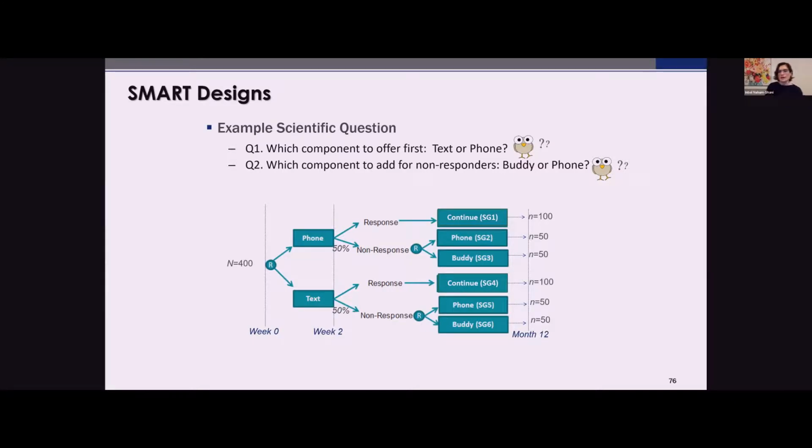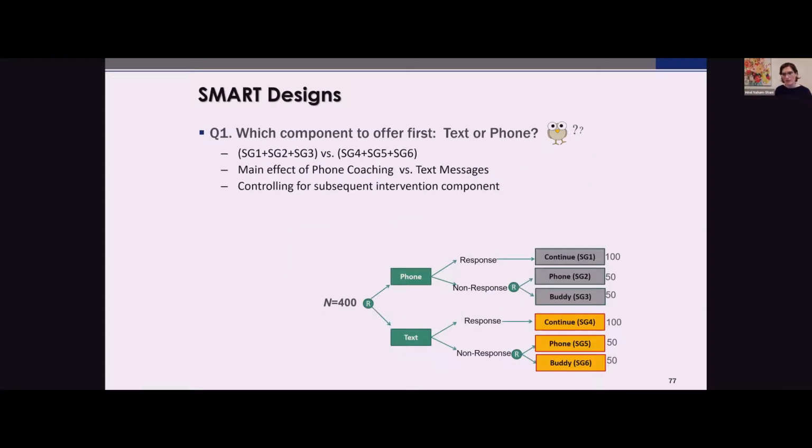All right. Let's assume again that I can conduct a trial with 400 participants and that the rate of non-response is 50%. This is how participants will be distributed across the 6 cells of the SMART study. Now let's assume again that I conducted the trial, collected the data, the outcome is weight loss at month 12. The question is again, how do I use the data to answer both scientific questions simultaneously? And the answer again is by estimating main effects.